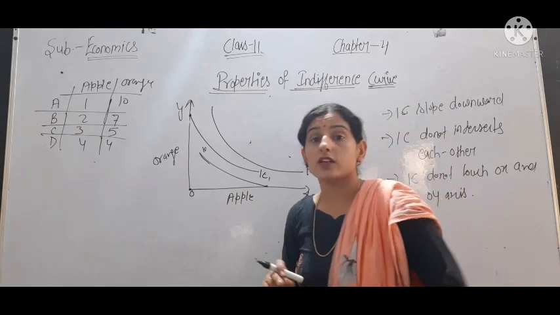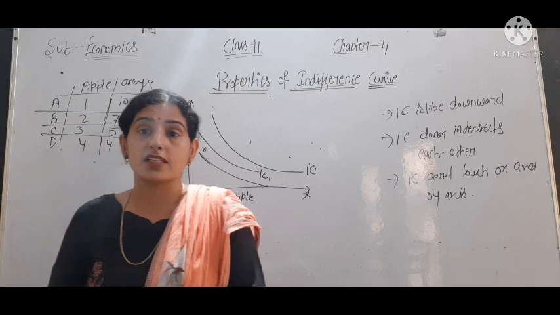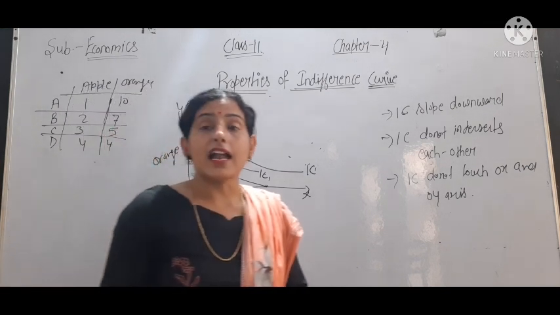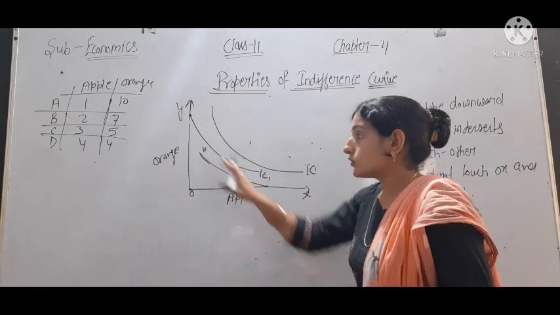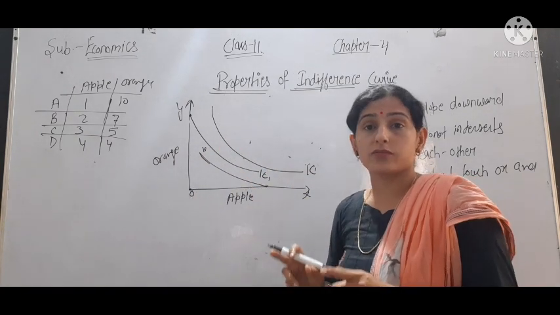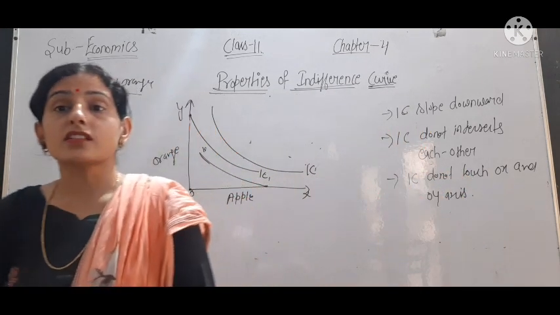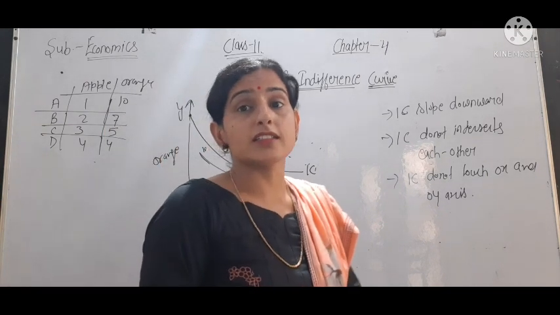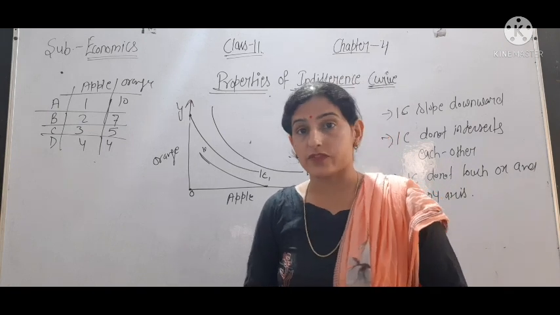Why? Because according to our assumption that we discussed in the previous class, the consumer's income is given and he has to spend his income on 2 goods. So there should be different combinations, because the meaning of an IC is only this: an indifference curve shows the different possible combinations of 2 goods that give the consumer the same level of satisfaction.